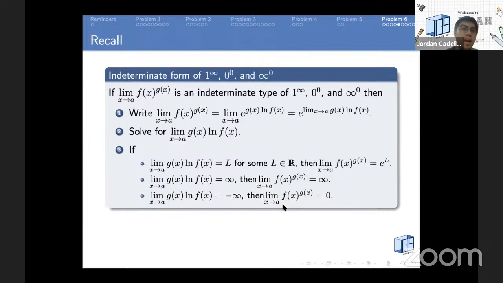Then last but not the least, meron tayong 1 raised to infinity, 0 raised to 0, and infinity raised to 0. So we usually write this as a function of e raised to ln of itong f of x raised to g of x. Kaya, kalalabasan na distribute lang natin yung g of x sa labas. Kaya, e raised to g of x ln f of x, then we just find the limit nitong buong function na to. Then we solve for this. Tapos kung may certain limit L siya, then yung limit nito is equal to e raised to L. Pero kung infinity to, yung limit niya, magiging infinity. Tapos kung negative infinity, magiging 0.